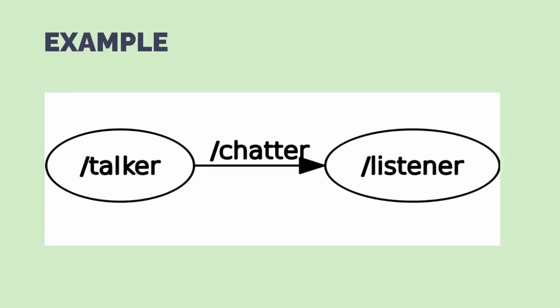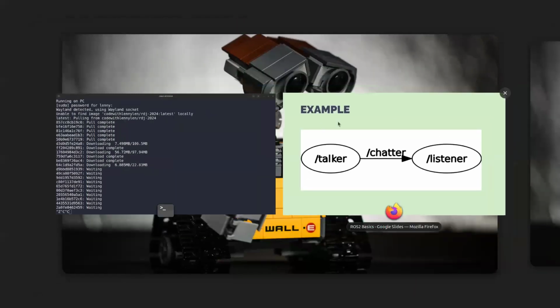The other example that we're also going to be reviewing in this demo will be the talker and listener example. This comes whenever you install ROS fully, and you're going to have access to it even in the RDJ Docker image. And I'll go to that for a minute.